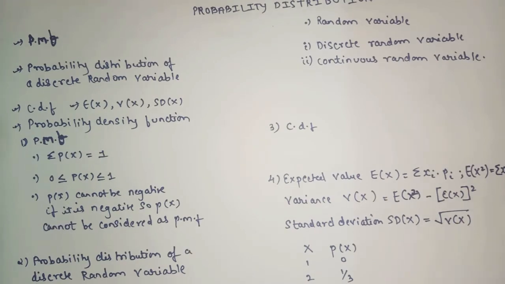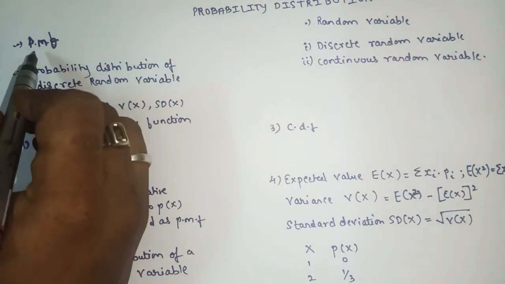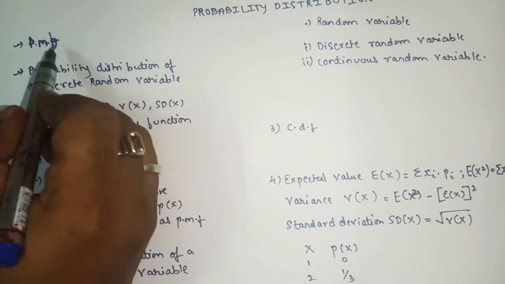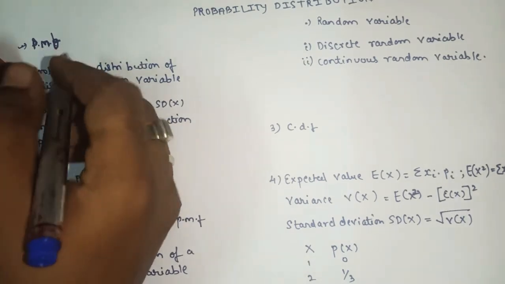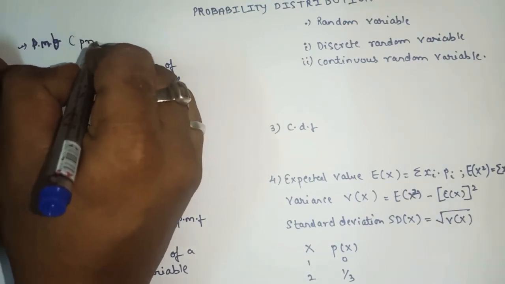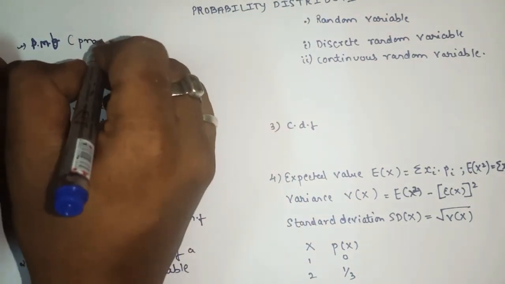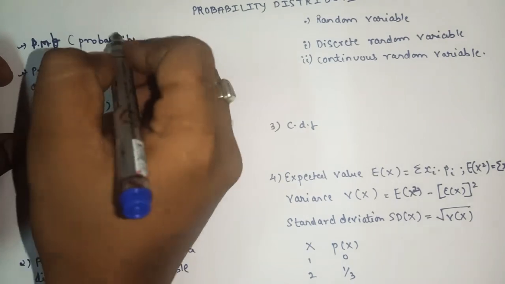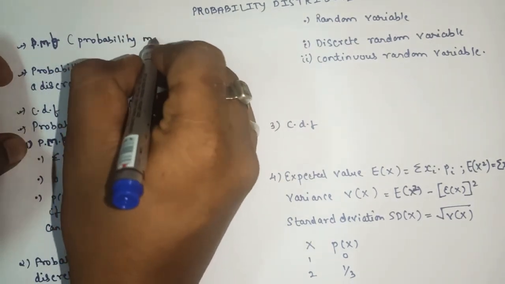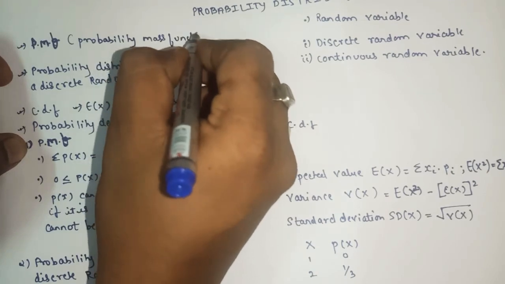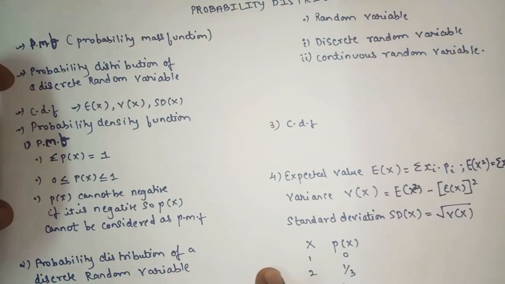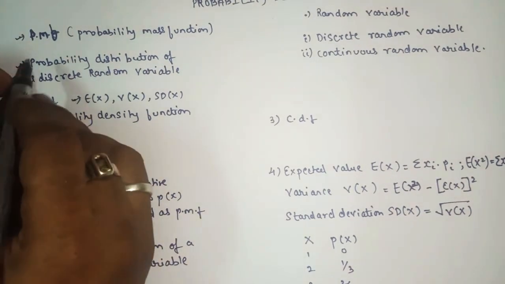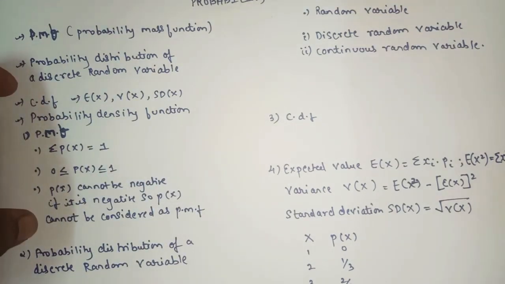Okay, so first we'll see what we mean by PMF. It is a small letter pmf, it is not capital PMF. Okay, PMF stands for probability mass function. We'll see afterward the exact meaning of probability mass function. That is the first thing which we have to learn in this topic.